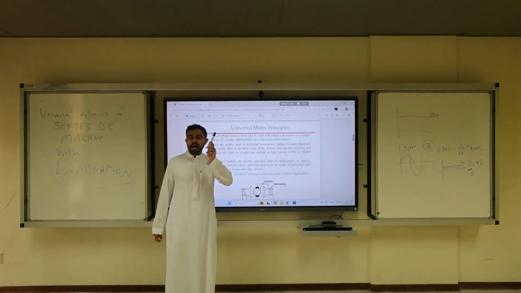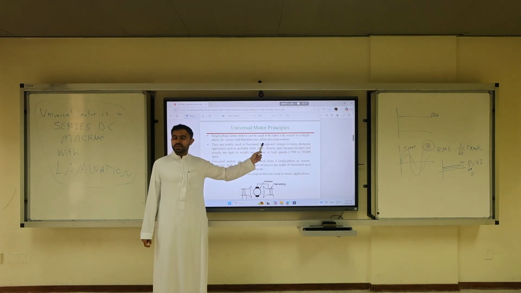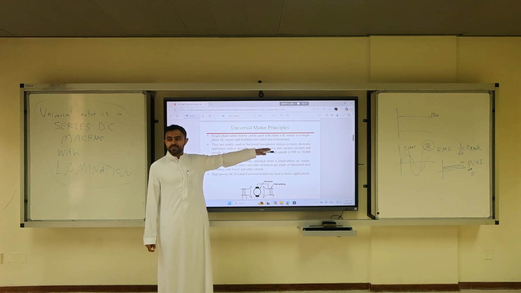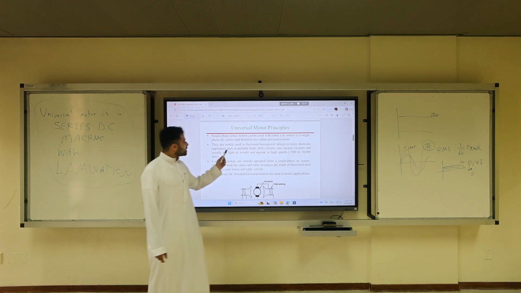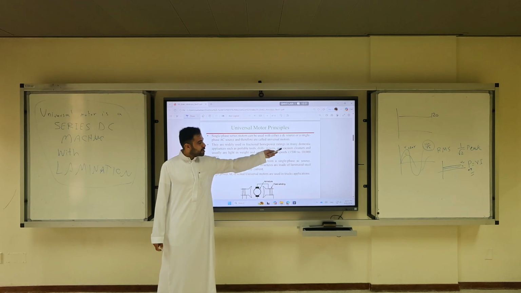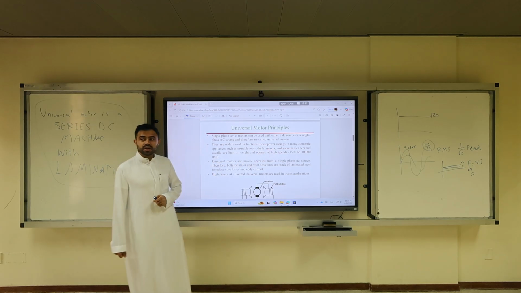Do not use it for high power. That's the idea. So we don't expect to see it in EVs. However, we see it in drills, mixers, vacuum cleaners. Maybe it has a universal motor.